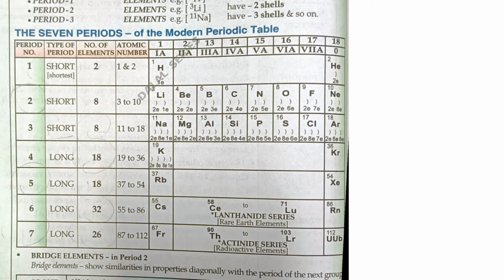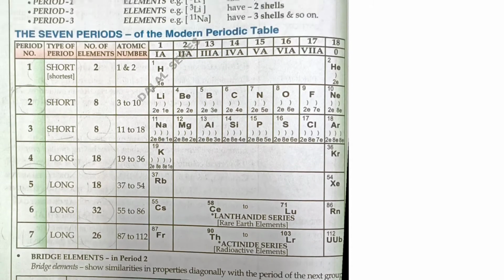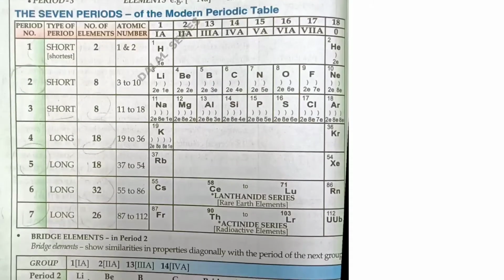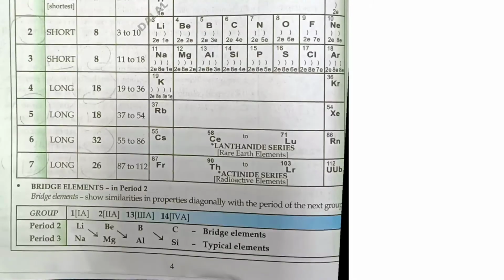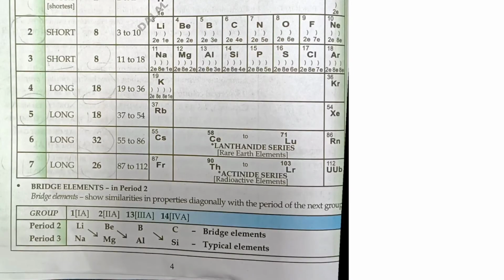Then atomic number 1 and 2, then 3 to 10, 11 to 18, 19 to 36, 37 to 54. See the difference of 18. Then 55 to 86 and 87 to 112. It should be till 118 now because the remaining elements were discovered and the elements were written. You must know the first 20 elements at least for your 10th standard.